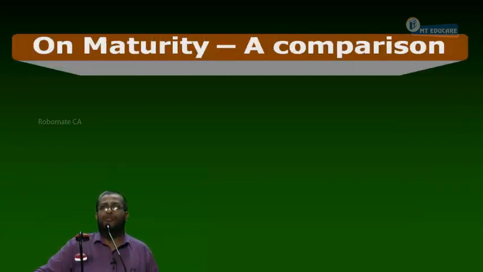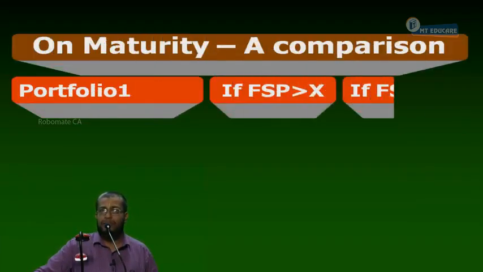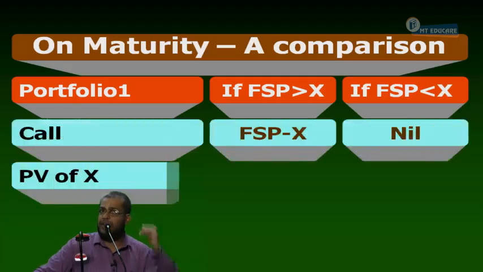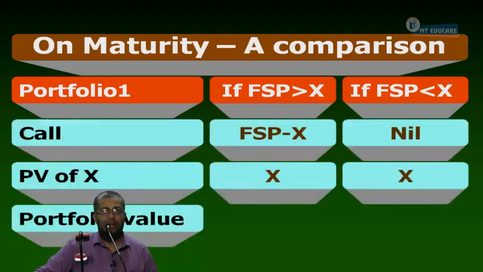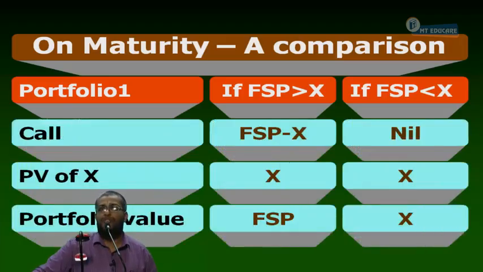Write down: maturity value of portfolio 1. Copy this slide. Portfolio 1: if FSB is more than X, if FSB is less than X. This is going to be the value.